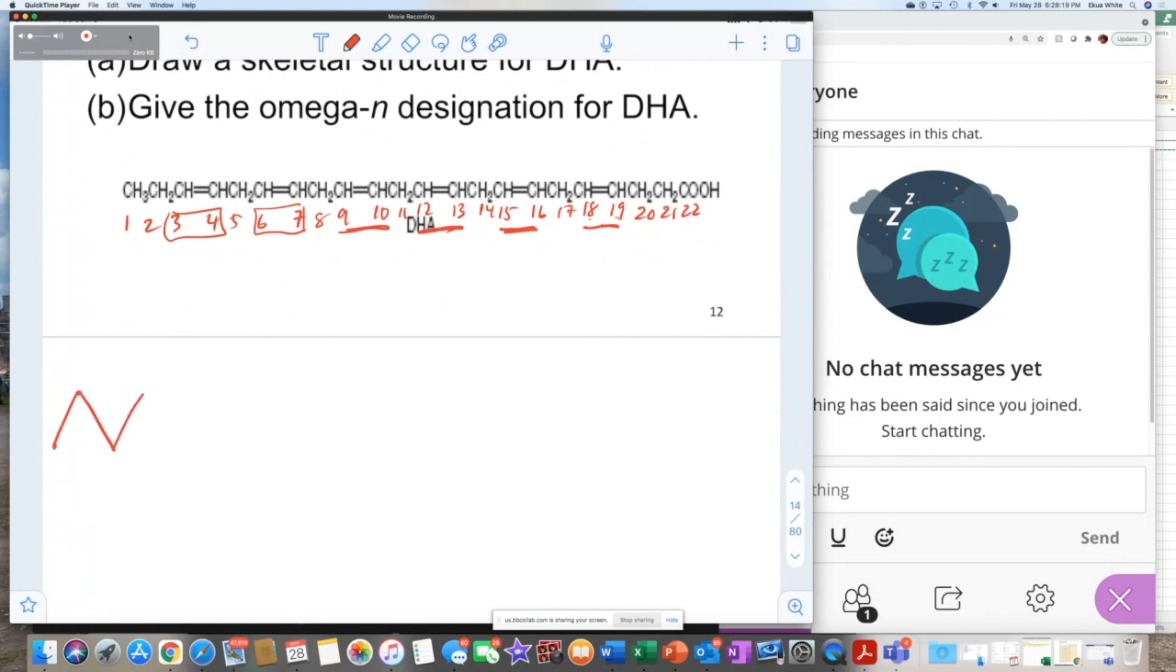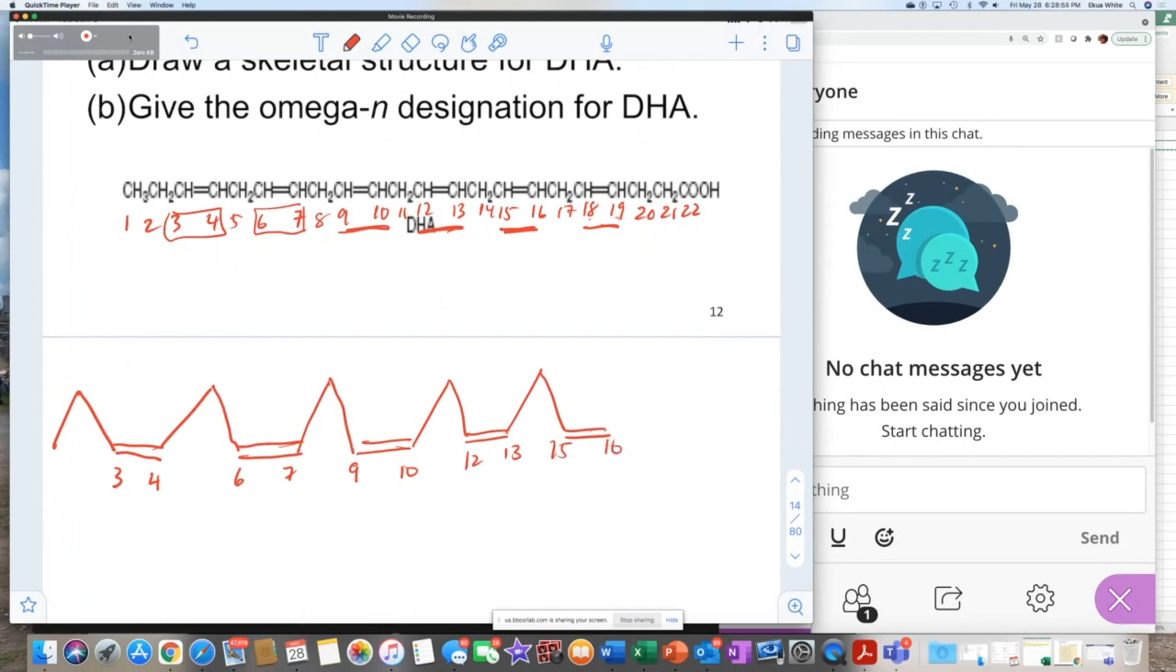1, 2, 3, 4. Oops, I already did it wrong. 1, 2, 3. Double bond. 3 and 4. 5, 6, 6 and 7, 8, 9, 9 and 10, 11, 12, 12 and 13, 14, 15, 15 and 16, 17, 18.